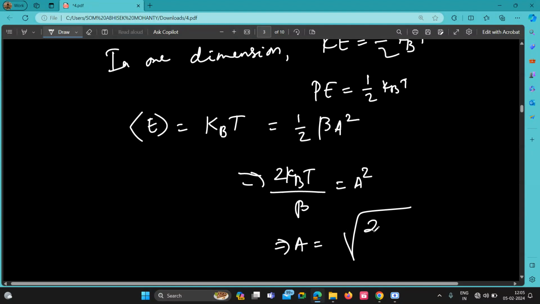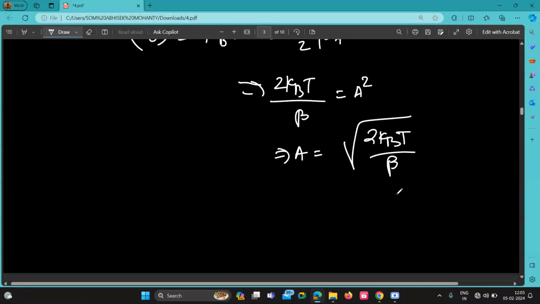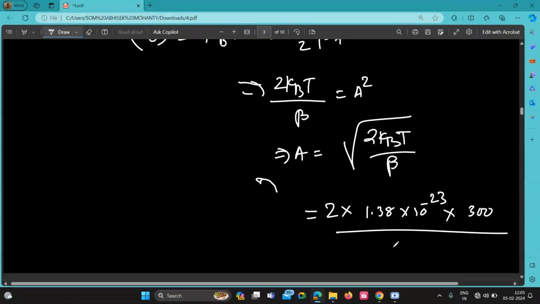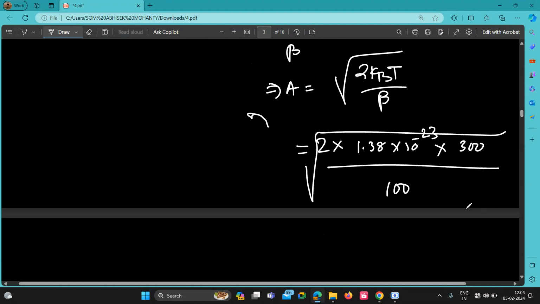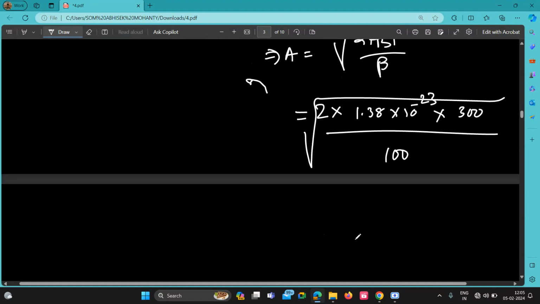Root over 2 kBT by beta. So 2 into kB. What is the value of the Boltzmann constant? 1.38 into 10 to the minus 23, into temperature 300 Kelvin, which is given. Beta is how much? 100. And this is your root over.